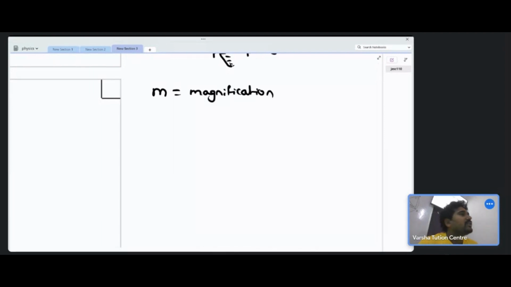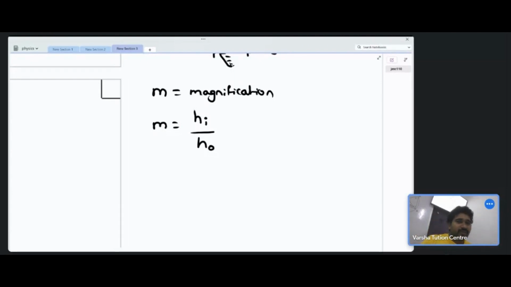M means what? Magnification. The original formula for M is the height of the image divided by the height of the object. Originally, magnification means how much image height you are getting for a given height of the object.